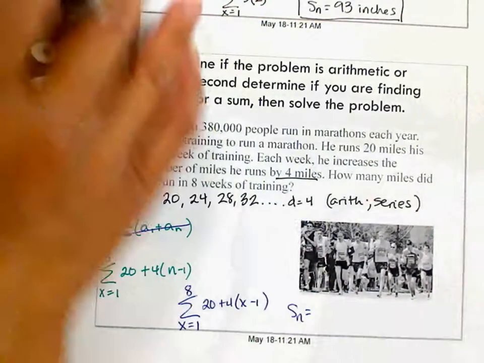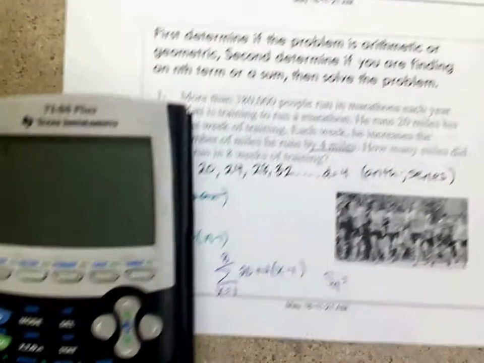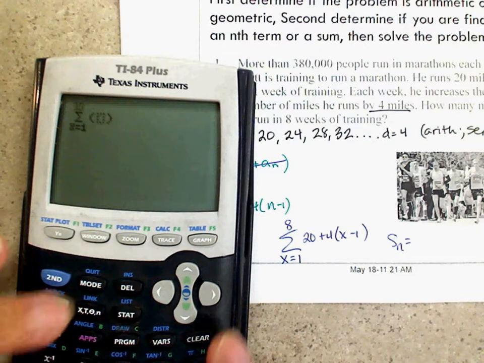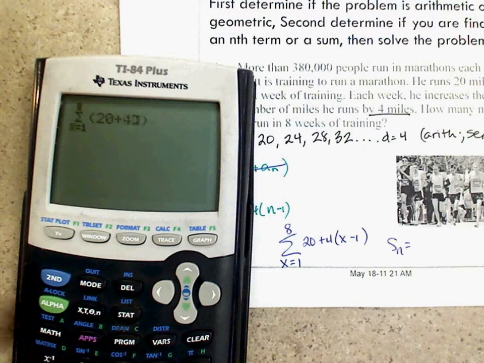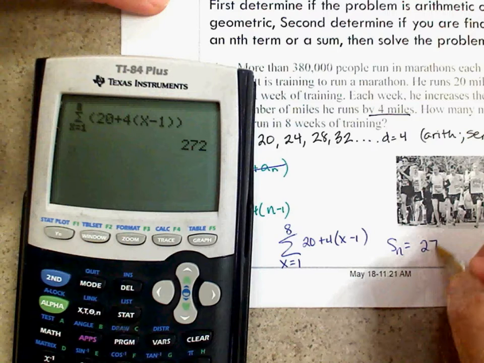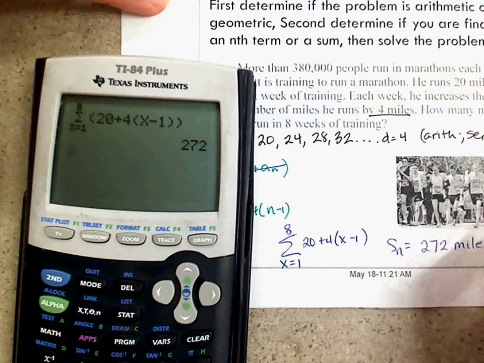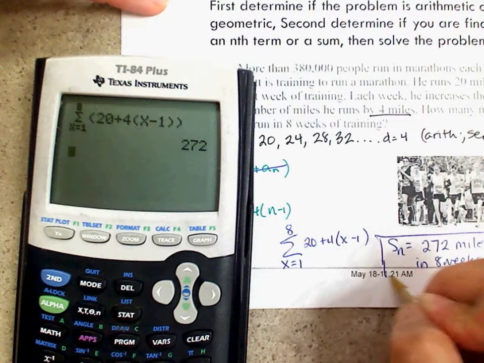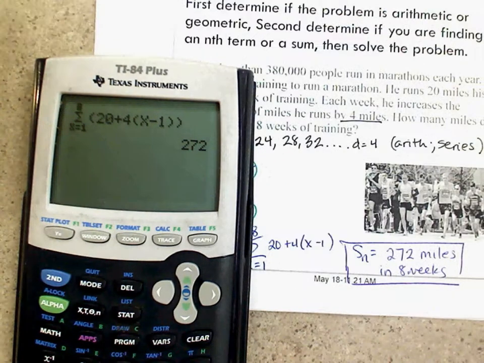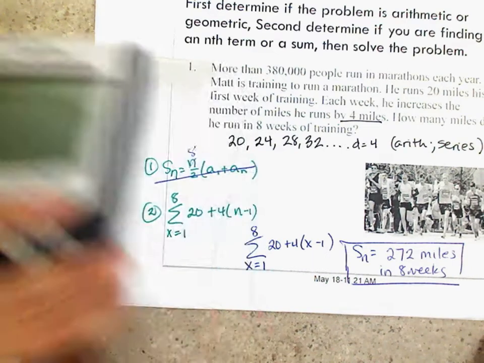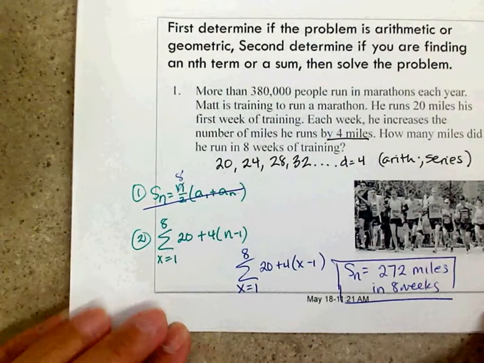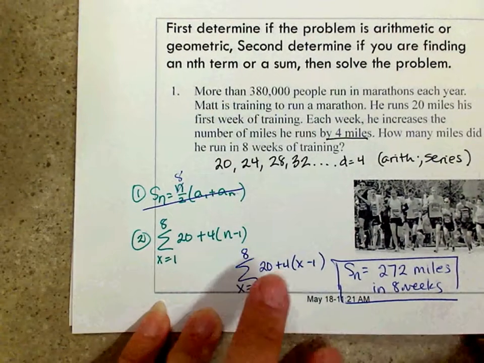Okay, type it in. Here we go. Alpha window number 2, x1, 8 weeks total, 20 plus 4, parentheses, x minus 1, in parentheses. So he has run 272 miles in 8 weeks total. All right. Okay. I have yet to do an explicit, haven't I? All right. If it has just the 8 weeks, then you would have done explicit. Okay. Next example.